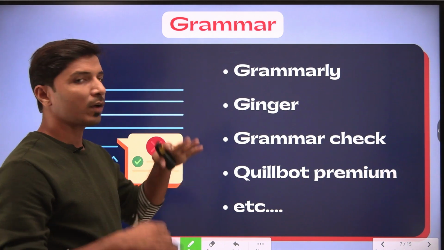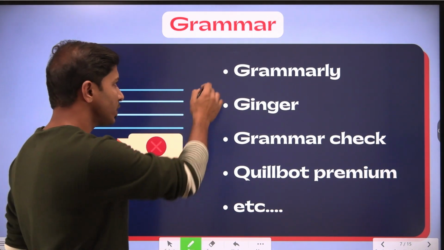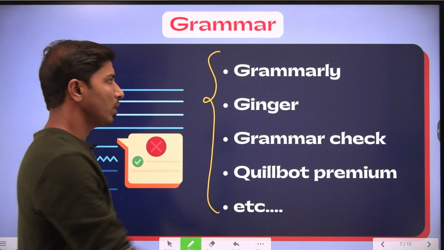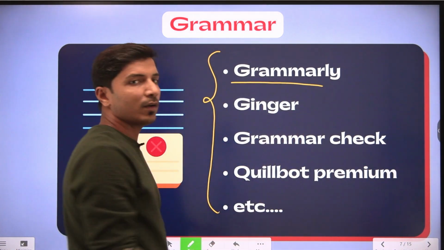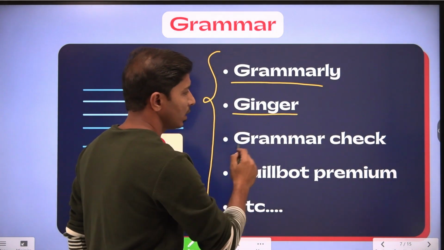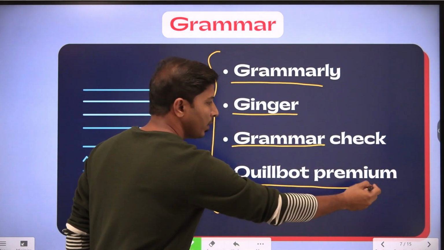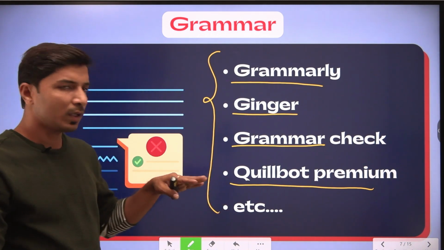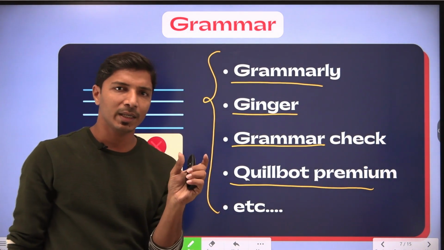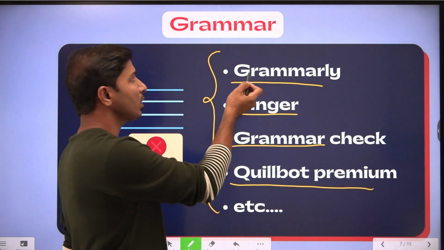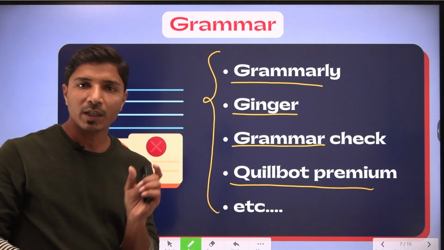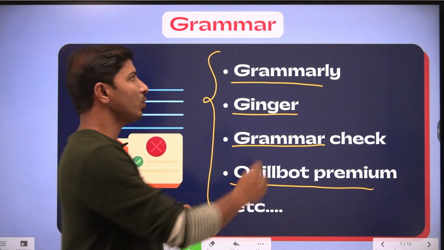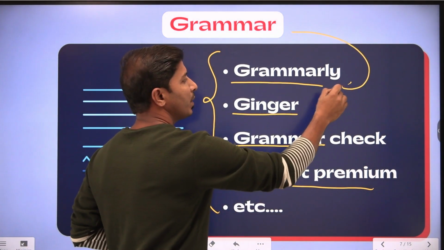For Grammarly also, several options are available in the market, several tools are available, and a few of them have been listed here. So Grammarly, that you might have heard about, Ginger, Grammar Check, Quillbot Premium. Quillbot Premium is actually a paraphrasing tool, but I think 1 year before, the Grammarly tool was added in that. But if you talk about grammar checking and correction and its effectiveness, then basically the ultimate tool to use is Grammarly Premium.